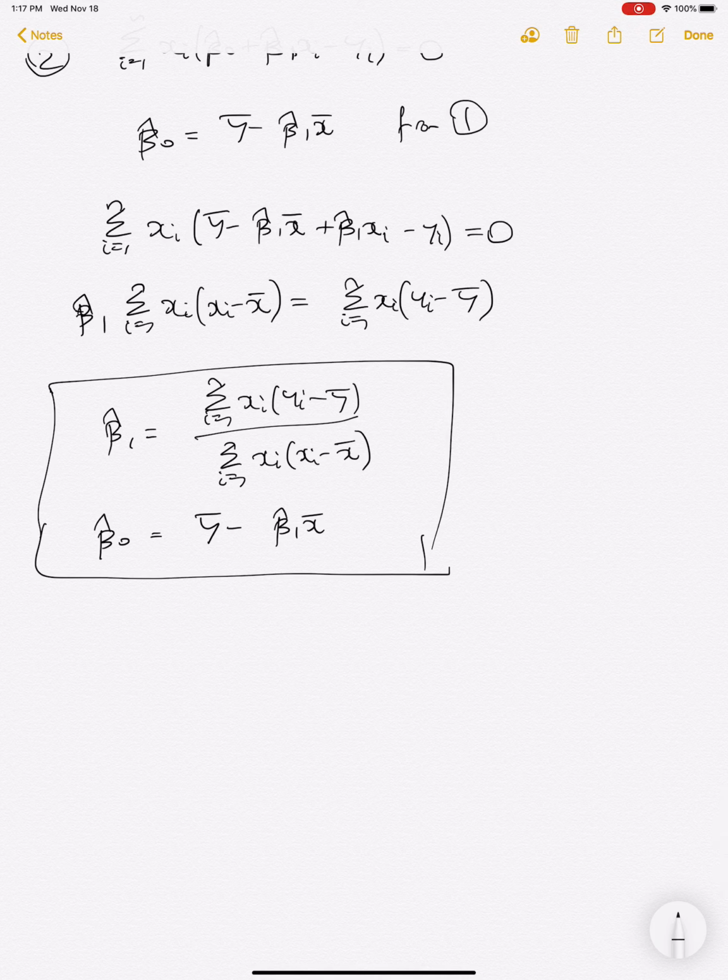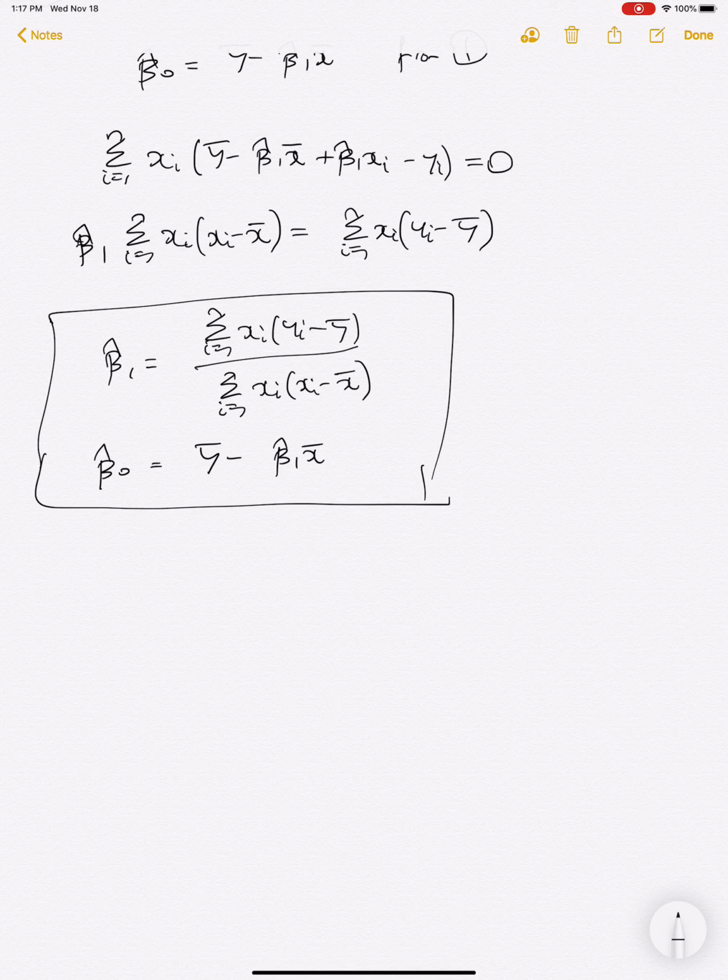Okay, so for now, these are just expressions that we don't really know a lot about and aren't super intuitive. But our idea is to give some intuition about this, and then also think about ways that we can calculate these quantities efficiently. So beta hat 1 here is the slope, and we'll later see that it is related to correlation.